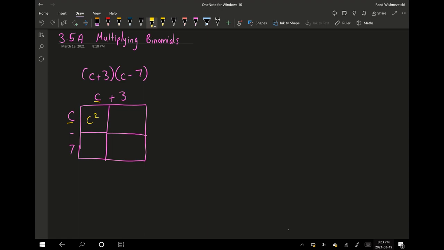And if we have c times negative 7, because remember there's a negative in front of there, you're going to get negative 7c. And up here we're going to do 3 times c, which is going to give us 3c. And then we're going to do negative 7 times positive 3, which is going to give us negative 21. Now all we're going to do is pull out all those terms. We're going to have c squared plus 3c minus 7c minus 21.